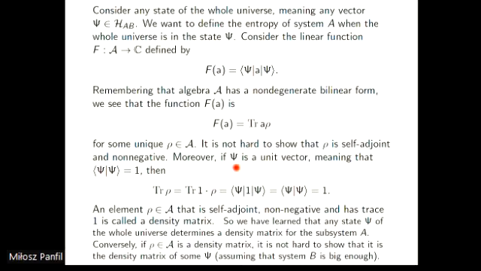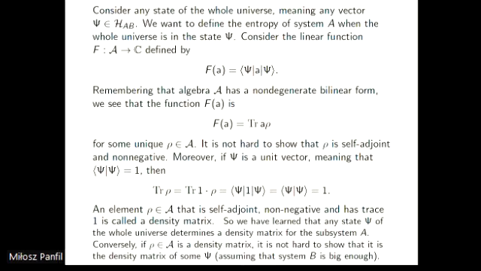Moreover, if psi is a unit vector, meaning that its norm is 1, then the trace of rho, which is the trace of 1 times rho, as a special case of this formula, is the same as the expectation value of 1 in the state psi, and that's equal to 1. So rho has trace 1 as well as being self-adjoint and non-negative. An operator with those properties is called a density matrix. So we've learned that any state psi of the whole universe determines a density matrix for the subsystem A.